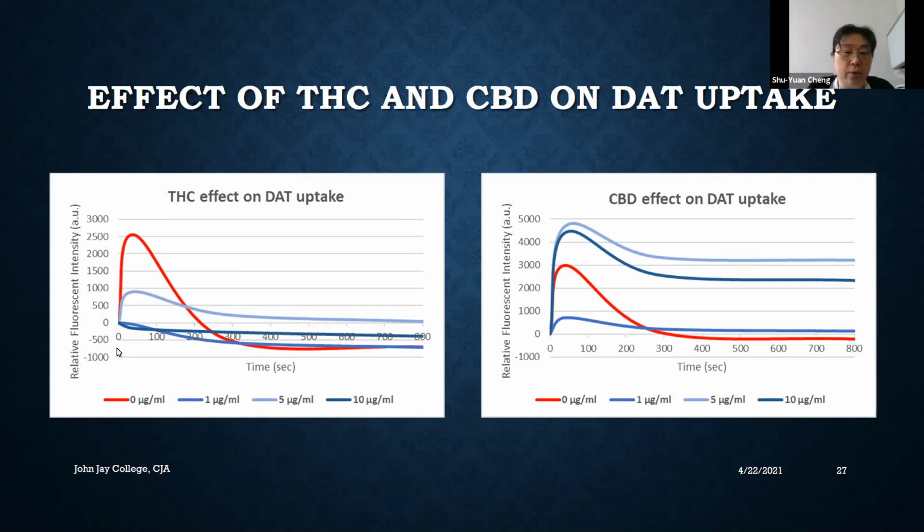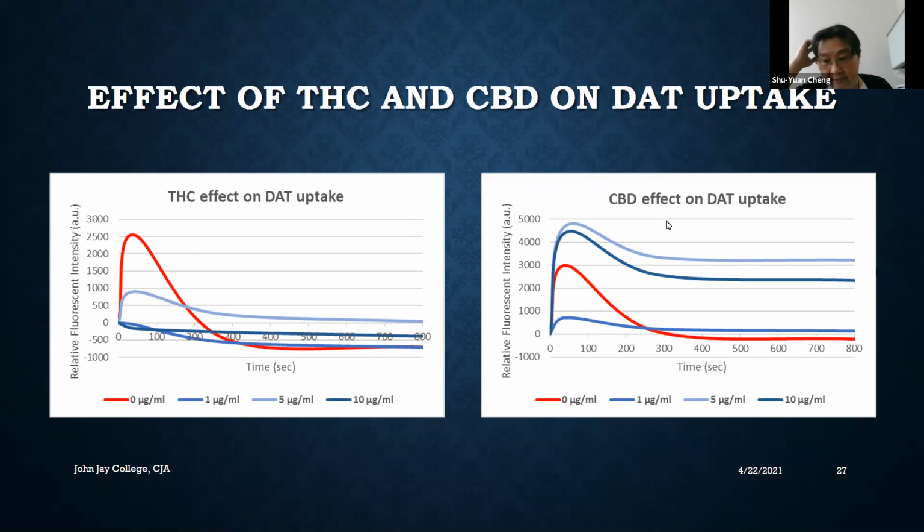For THC, the red line is the control. If we treat the cell with no THC, the red line, you can see the dopamine transporter can reuptake and go back down to normal. The x-axis is the time. And with THC, this peak disappears. So that means with THC, they inhibit the dopamine transporter reuptake function. This is also consistent with what we saw in immunocytochemistry and Western blot analysis.